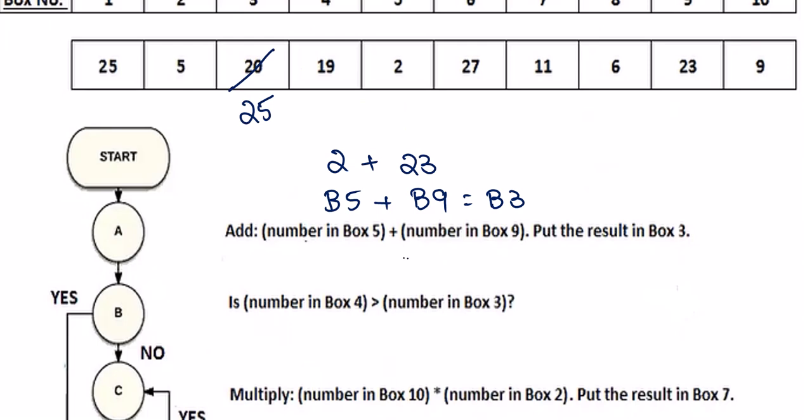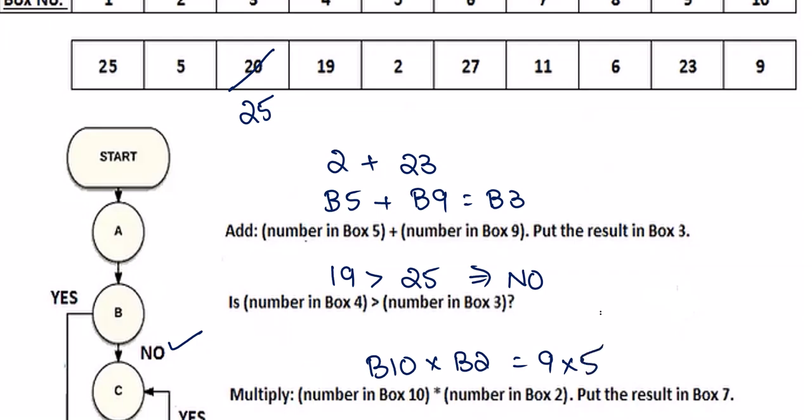Okay. Is number in box 4, 19, greater than number in box 3, 25? No. If it is yes, I can skip and go directly to some other step, but here it is no. No means we have to find one more step to be done. Then multiply number in box 10. Box 10 we need to multiply with box 2, which is 9 into 5, 45. That should be updated in box 7. Box 7 is updated to 45. Okay.